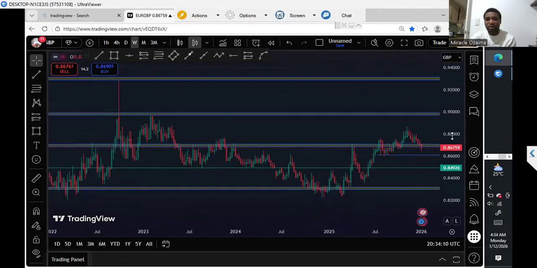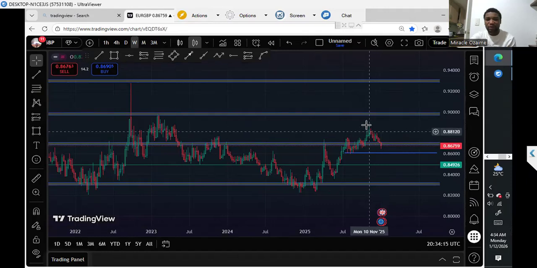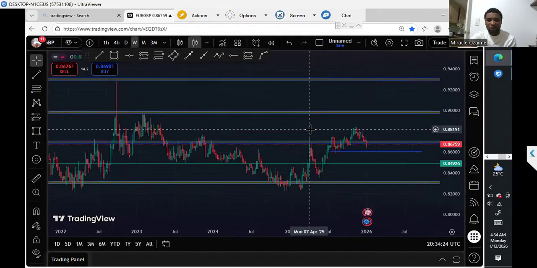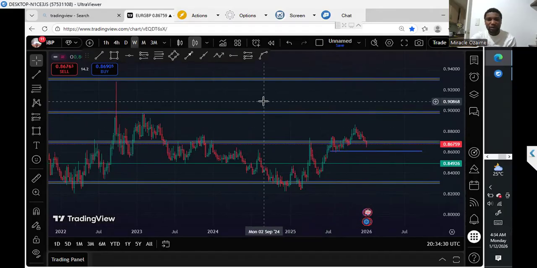On the weekly time frame, what am I looking at? This is what I'm looking at. This is looking corrective. I was looking that this price is going to test this region for a continuation to the upside, but the market is failing to test that region. It's not holding at all. It's looking bearish. So the next level target I'm going to be looking at is this level.